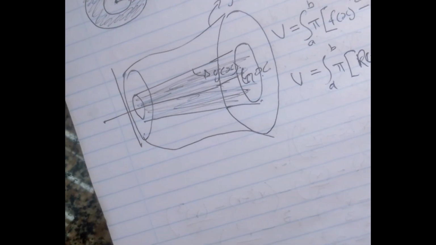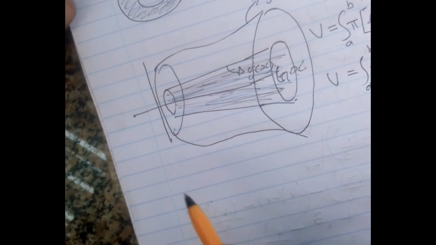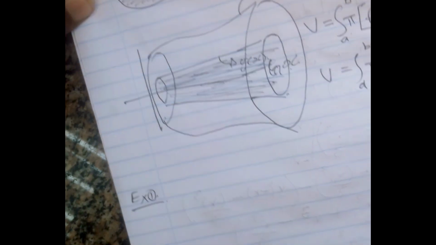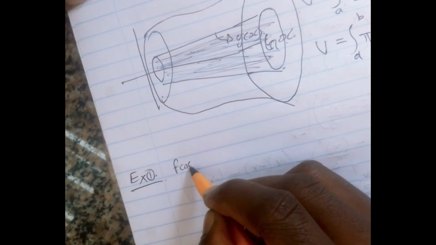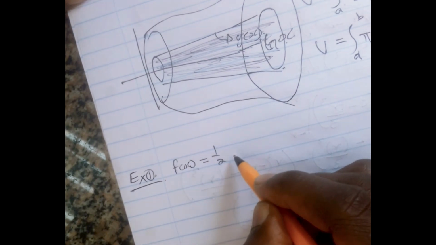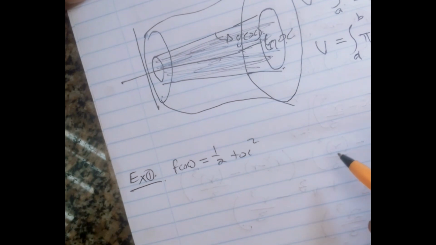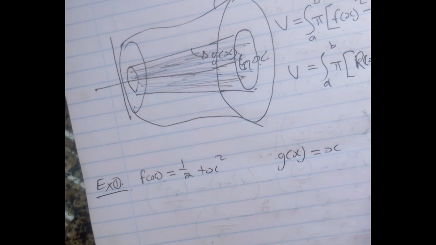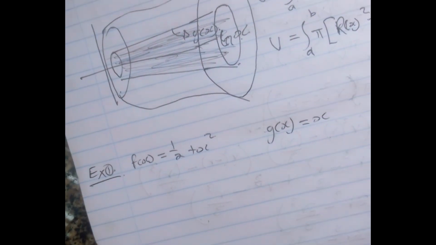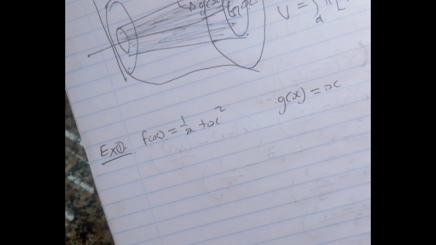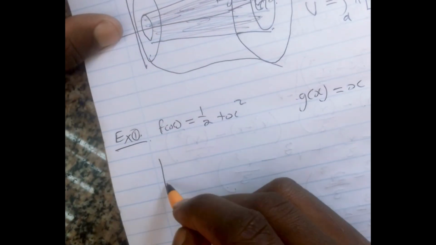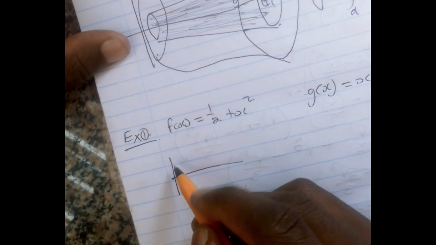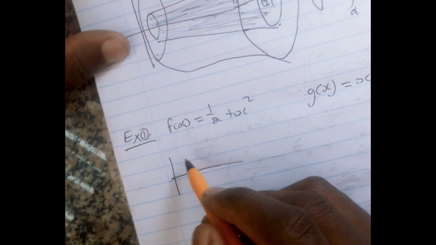Right, so let's look at the example. This is example number 1. Here we have f of x equal to 1 over 2 plus x squared, and then g of x is going to be equal to x. It's pretty much the same thing as the one at the top. When we sketch this, you will see that y is equal to x, so it's going to be something like this.